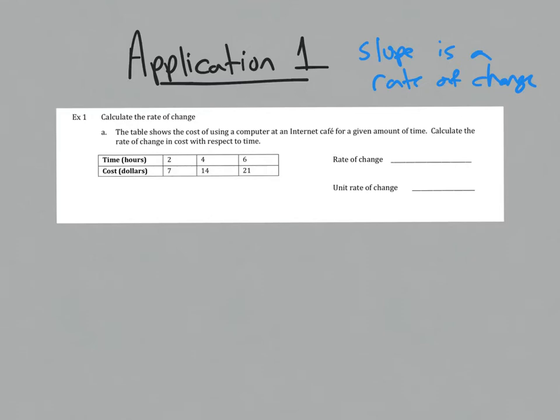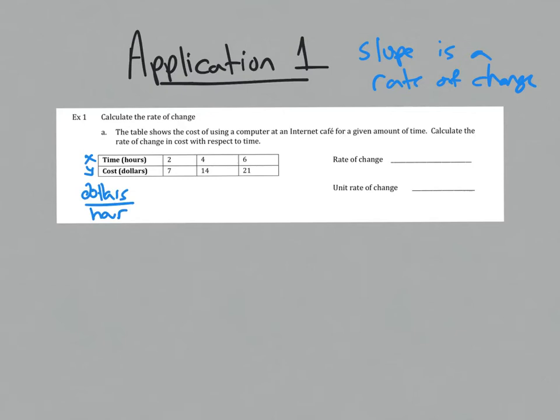So here's another example. This table shows the cost of using a computer at an internet cafe for a given amount of time, all right? Find the rate of change in cost with respect to time. So if I look at my units, I can see that my rate of change is going to be dollars per hour, because I need to think, if in a table, the top is x and the bottom is y. So if I'm doing change of y over change of x, I would get dollars per hour.